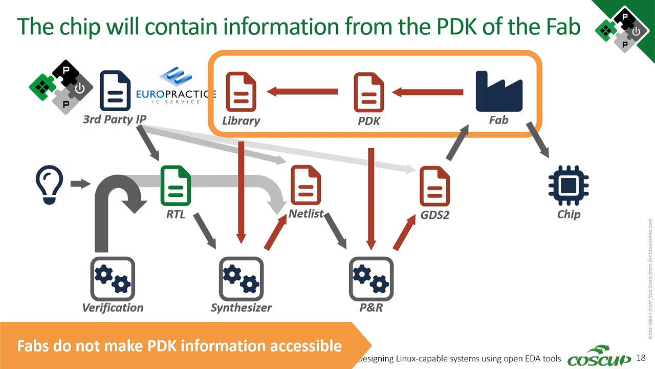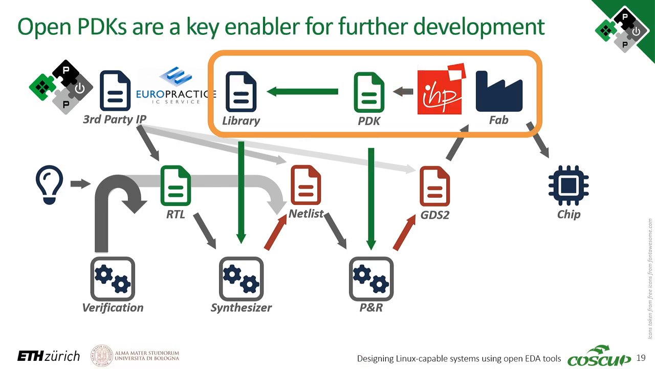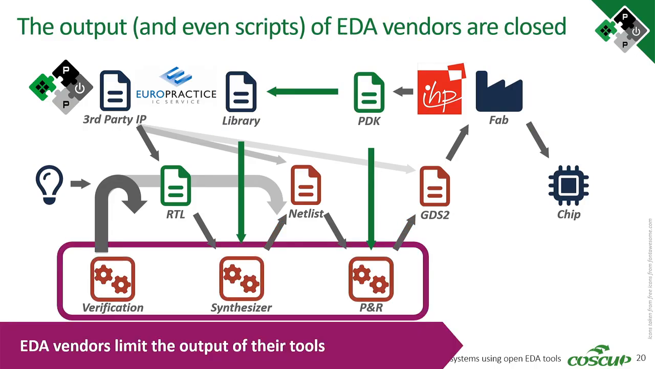The next limiting factor is the information we get from the fabs themselves. The PDK and the standard cell library are usually very closed down, and they are very secretive with this information. So here we need fabs like, for example, IHP or Skywater or GlobalFoundries 180 nanometers process, and we need them to open the technology to actually give us the information we need, and to then design a standard cell library around this information. And the final part are the tools themselves.